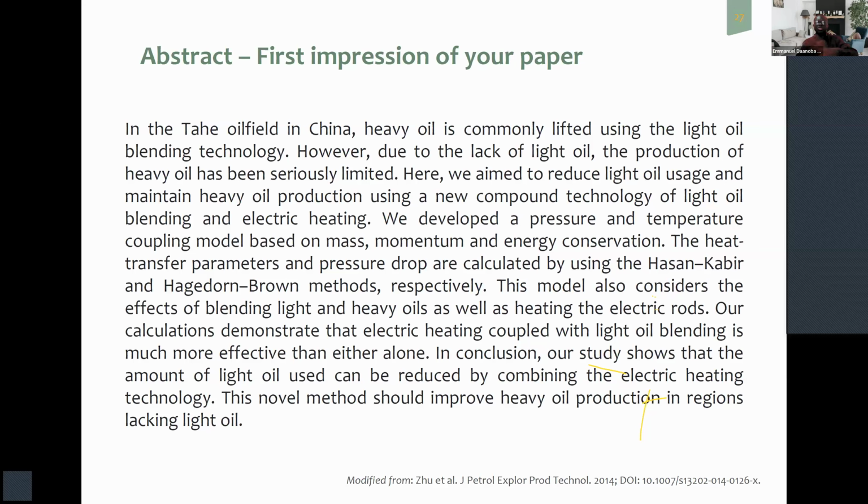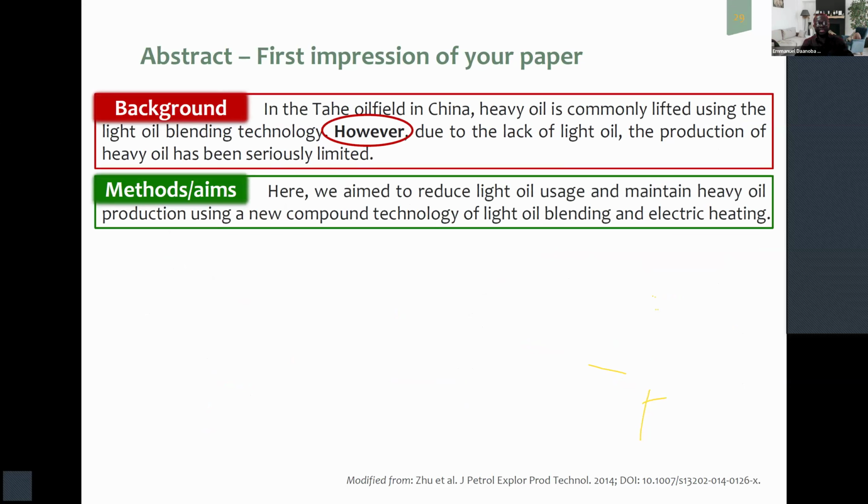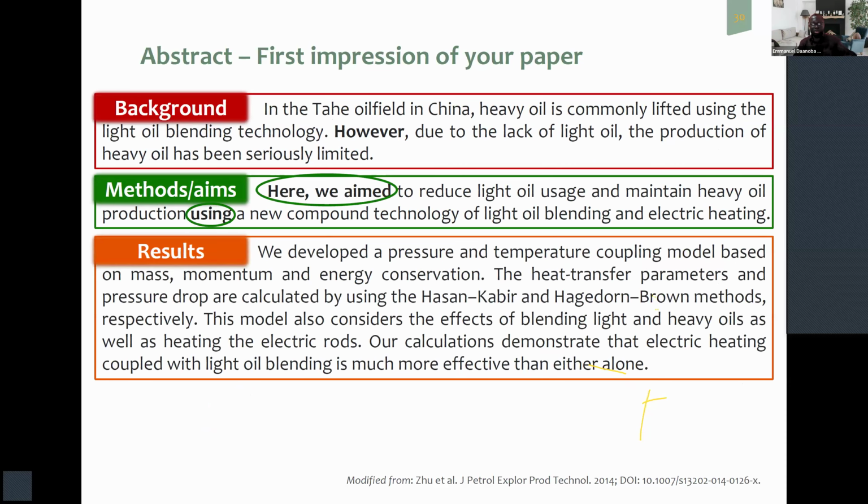The moment I take the abstract, I'll be able to subdivide it in the various thematic areas. Background, aim, method, and all that. So look at this. In the oil field, like I did. This is all background with a problem embedded in it. Methods and the aims. Here we aim to reduce. That is good. Then you bring your results.